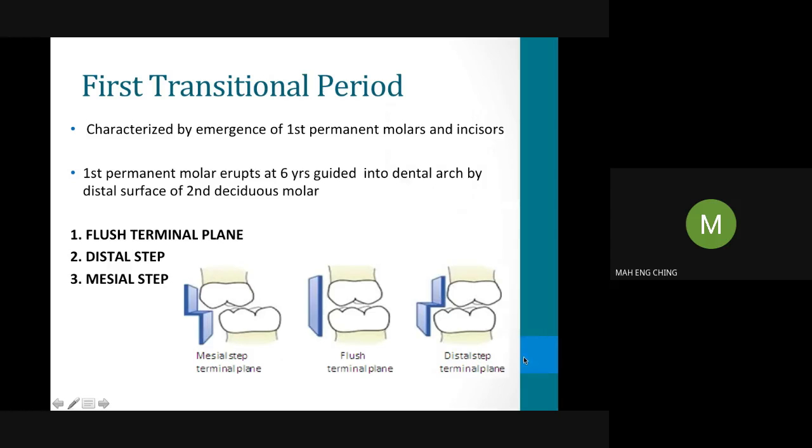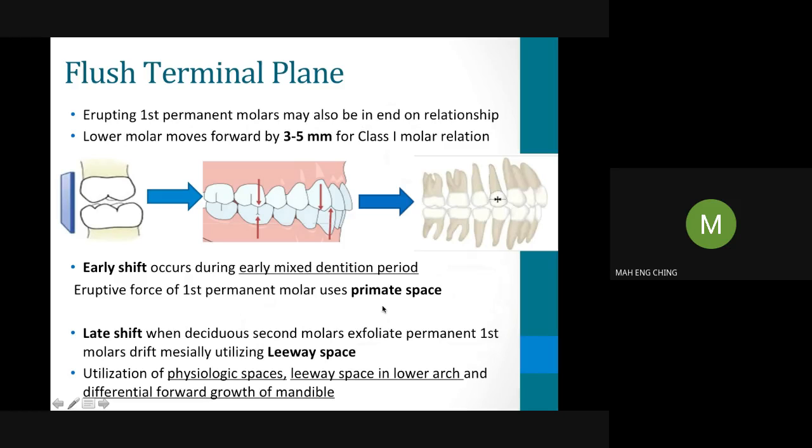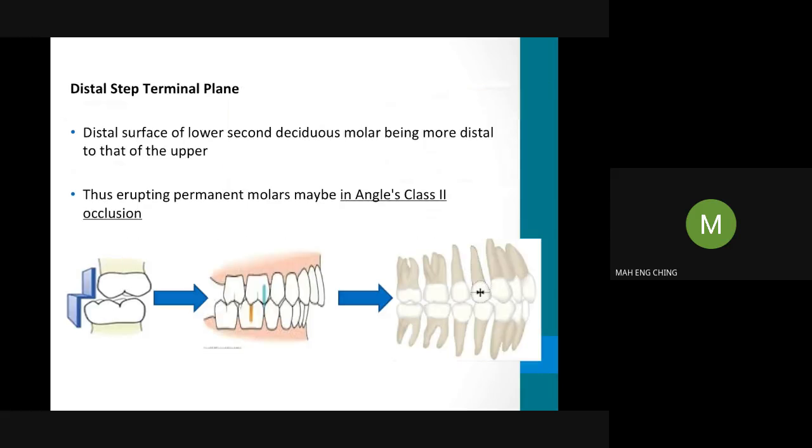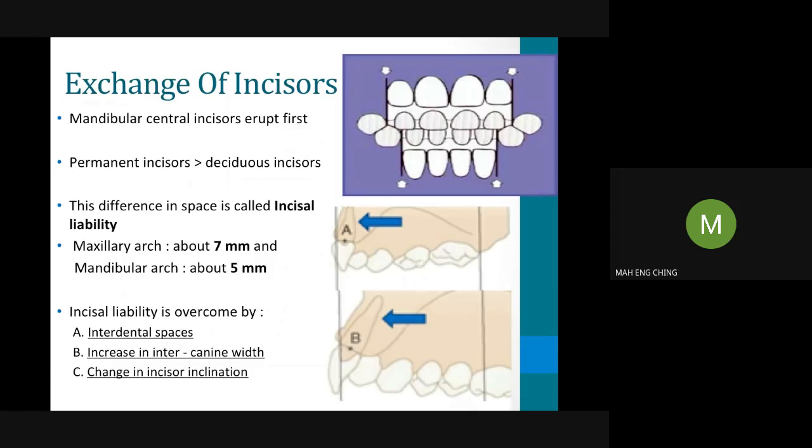This one just summarizes what I said just now: mesial, flush, distal, which will lead to class 3, class 1, class 2 malocclusion. You see the baby incisors are usually upright. When the permanent incisors come out, they are proclined slightly. The permanent adult incisors always come out from the palatal side, then slowly move forward. That's why the upper incisors are proclined.